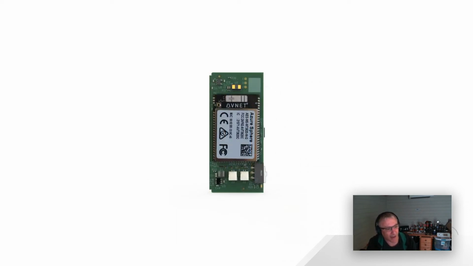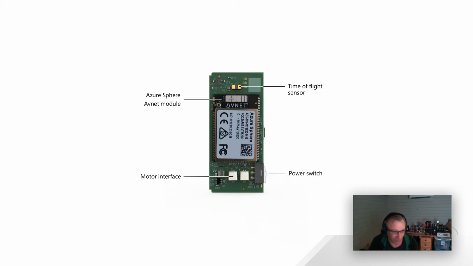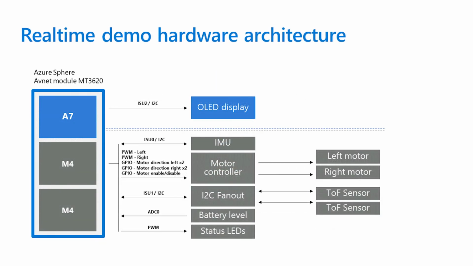And then on the back, here's the Azure Sphere module. This is the Avnet module, which is running the Azure Sphere MT3620 chip. So yeah, there's the Avnet module. Two motor interfaces, so the motors kind of plug into the sockets on the bottom, the rear time of flight sensor, and a power switch so that we can turn it on.